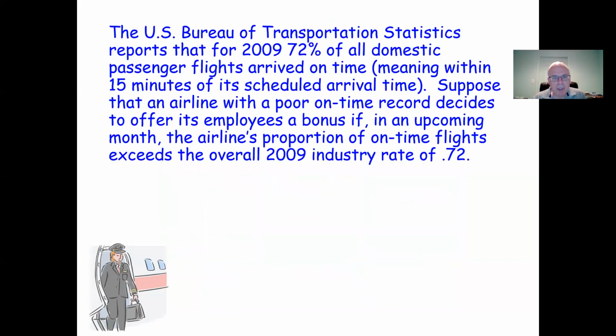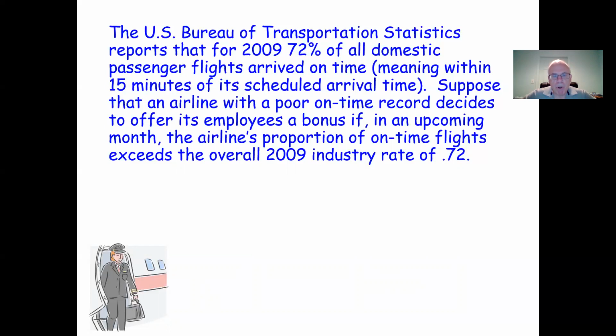All right. So let's take a look at a couple of examples about type 1 and type 2 errors to see if we can determine what they are based on the problem. All right, the U.S. Bureau of Transportation Statistics reports that for 2009, 72% of all domestic passenger flights arrived on time, meaning within 15 minutes of its scheduled arrival time. So that's what they mean by arrived on time, plus or minus 15 minutes of the actual scheduled time of arrival.